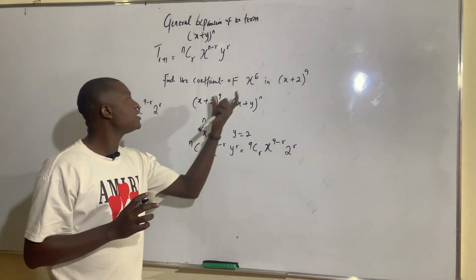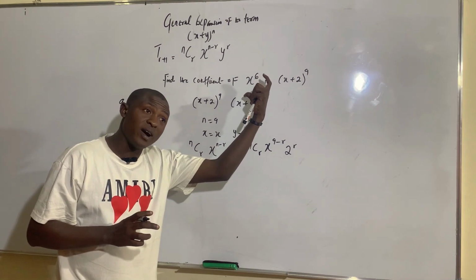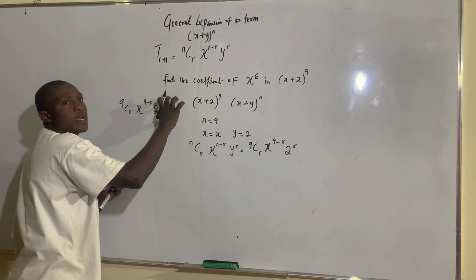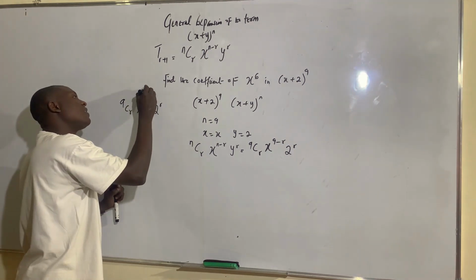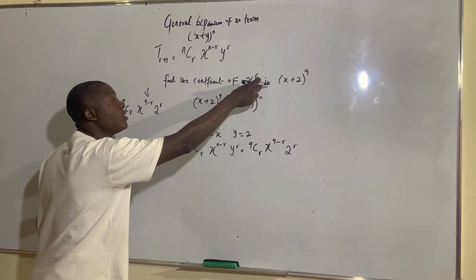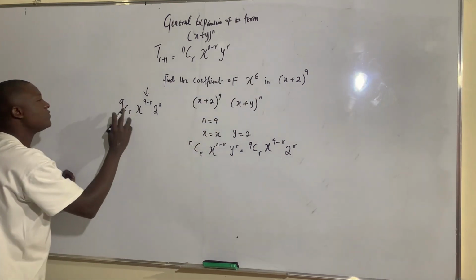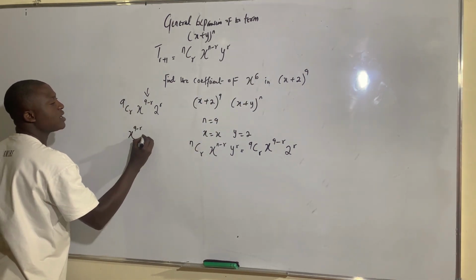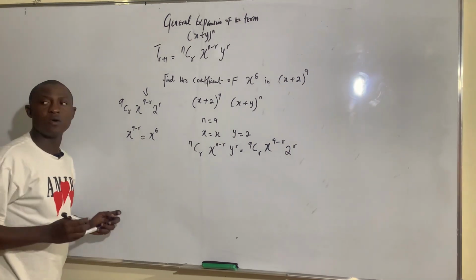Now, I was asked to find the coefficient of what? x raised to the power of 6. I will just equate. If you look at these 3 terms, which one has x here? You can see this one has x, so I will compare it to the one we are asked to find. We are asked to find the coefficient of x raised to the power of 6, right? So if I go here, that means I will just compare them. That's x raised to the power of 9 minus r is equal to x raised to the power of 6.